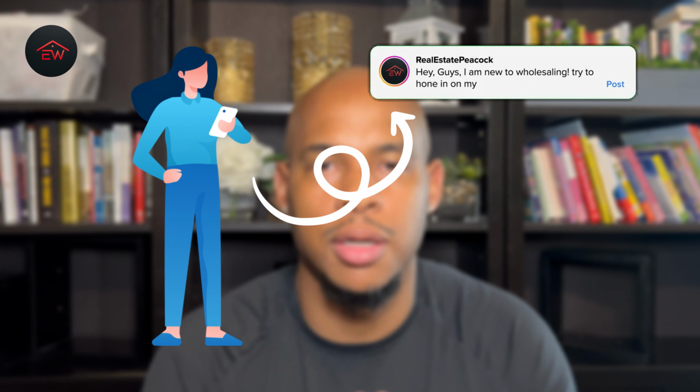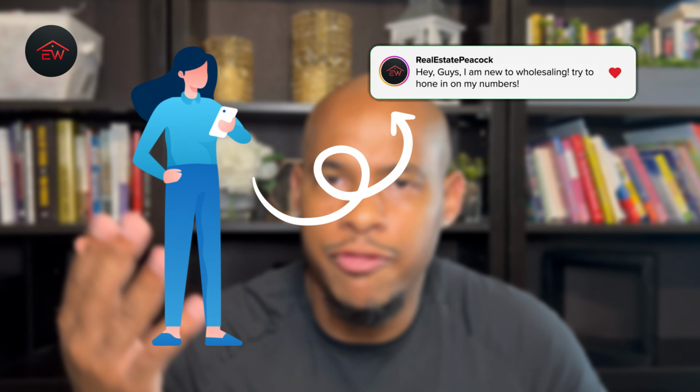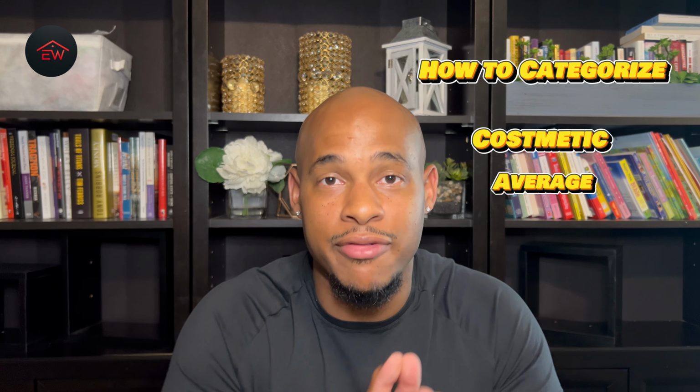There'll be 4 or 5 different groups. You put a message in there and say, hey guys, I'm new to wholesaling, trying to hone in on my numbers. Is a cosmetic rehab $15 a square foot? Is an average $25 a square foot? And is a full gut $55 a square foot? You'll get feedback from 3 or 4 people, and now you know exactly what price per square foot your buckets are. Okay, now we understand that there's 3 buckets that we simply drop the property in. There's a price per square foot on each bucket. Now let's go over how to actually categorize if it's a cosmetic, an average, or a full gut.